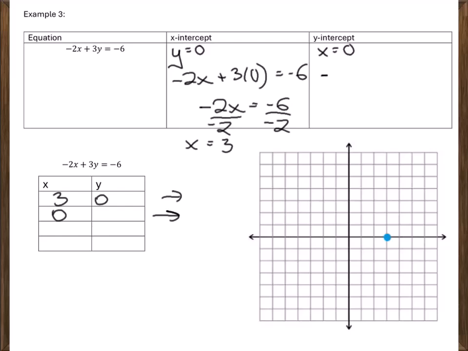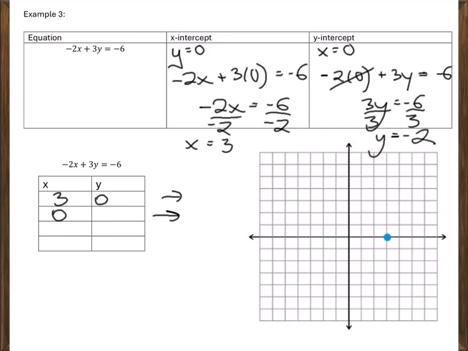Then, to find our y-intercept, we set x equal to 0. So we have negative 2 times 0 plus 3y is equal to negative 6. So we have 3y equals negative 6. Dividing by 3, we find out that y is equal to negative 2. So that's the point right there, and we can connect them with a line, and that's it.